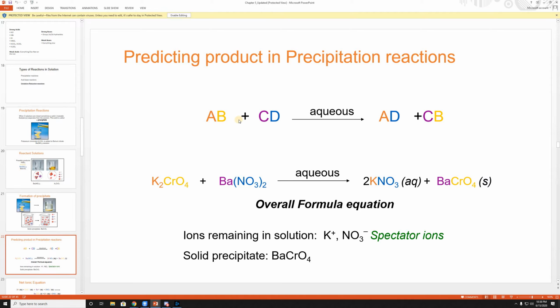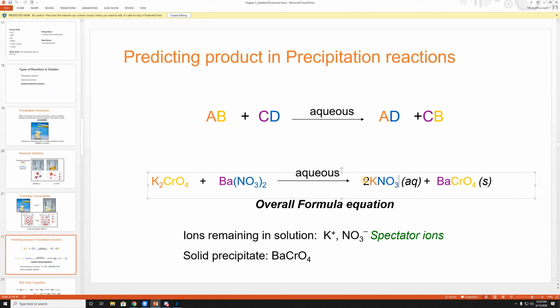So you have two ionic compounds which are both initially soluble. They get added together, their anions or cations switch, however you want to look at it, and you have a solid that forms. This solid is a solid precipitate. So it'll be solid and it will not be broken up in solution.